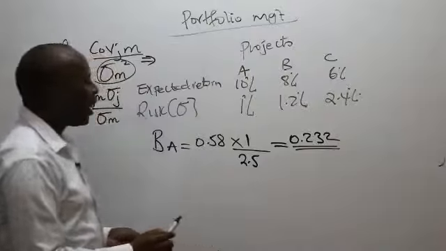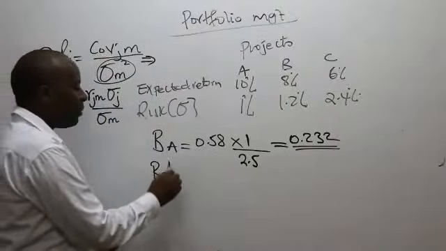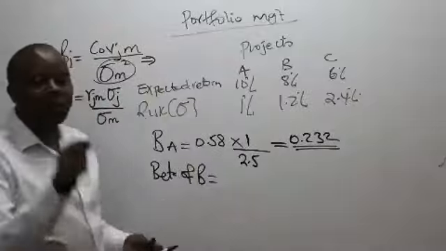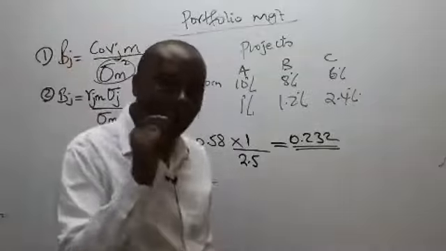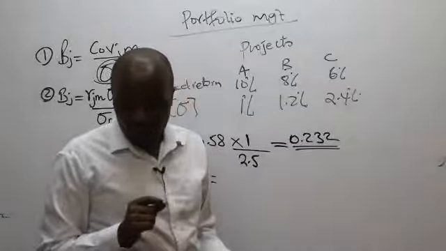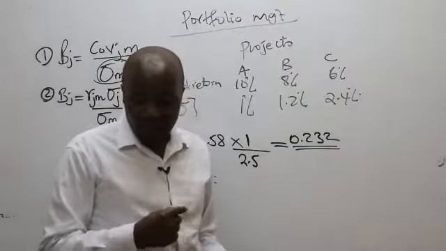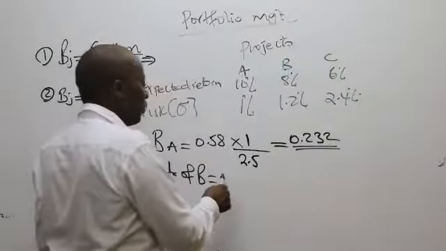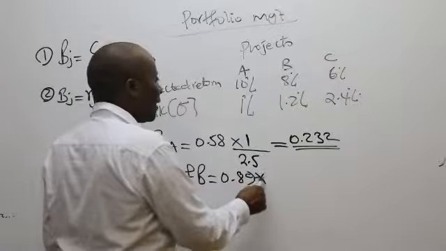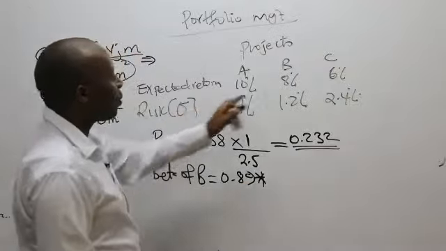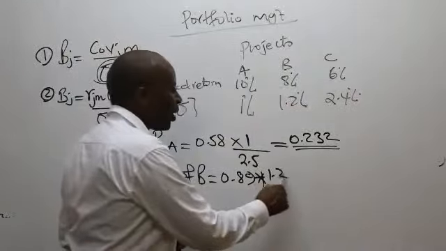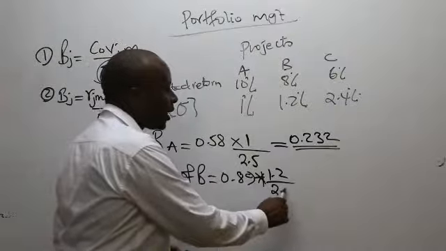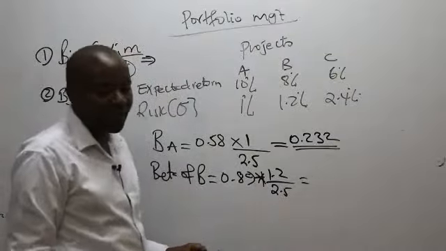How about the beta of B? The same: I'm looking for the correlation coefficient of B. The correlation coefficient of B, which I can see from what I deleted, is 0.89. So we have 0.89 times the standard deviation of B, which is 1.2, divided by the standard deviation of the market, which remains constant at 2.5. So could you kindly give me this answer?